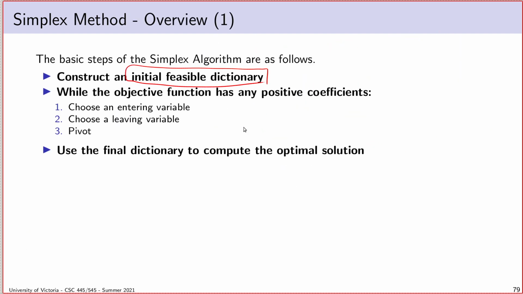So the algorithm starts by constructing an initial feasible dictionary. And the problem is, what if, for whatever reason, the dictionary that we come up with initially, like the basic conversion of the LP to dictionary form, what if that's not feasible? And the answer is, watch the next lecture. So we come up with a feasible dictionary somehow, and then we iterate through, and we keep going as long as there are any positive coefficients in the objective row of the dictionary.